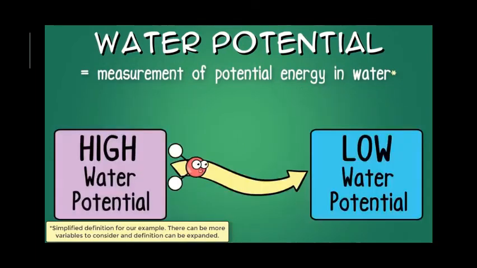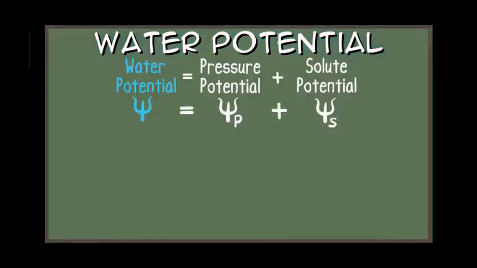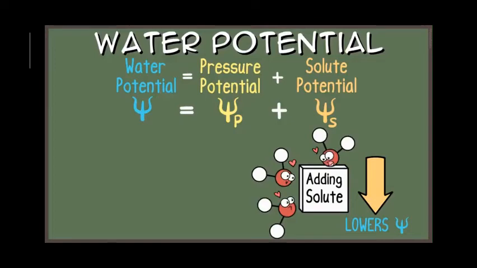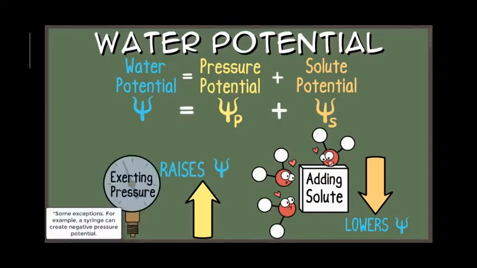In osmosis, water travels to areas of lower water potential. So the formula is water potential is equal to the pressure potential plus the solute potential. Adding solute actually causes the solute potential to have a negative value and the overall water potential to lower. Water will travel to areas of lower water potential, but exerting pressure can raise the pressure potential, a positive value, therefore raising the total water potential.